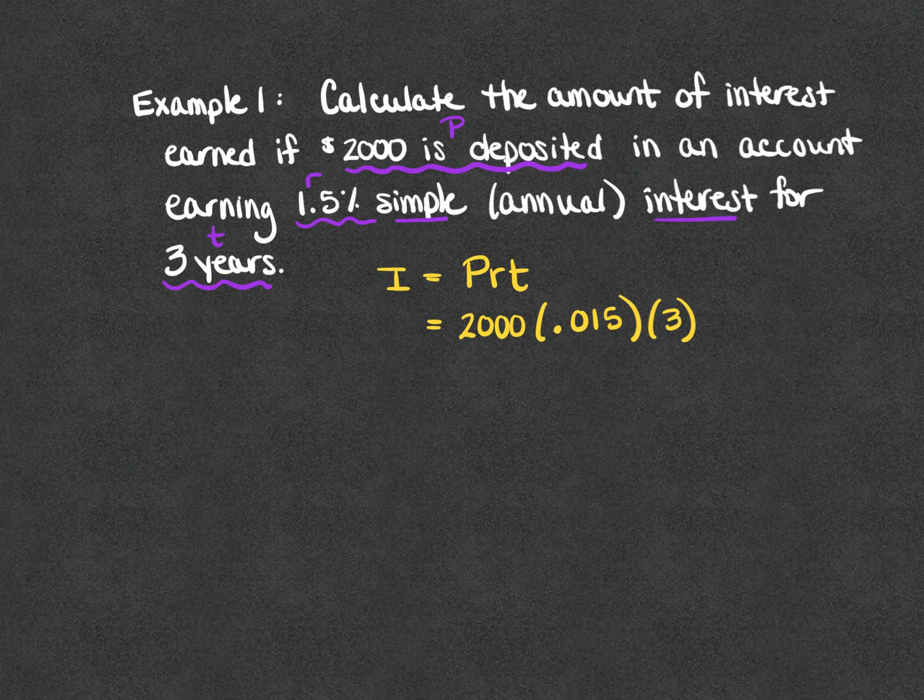If you do not recall how to write a percent in decimal form, please, just a gentle reminder that you move the decimal 2 places to the left. Multiplying those 3 values together, we get the amount of interest earned is $90 over those 3 years.